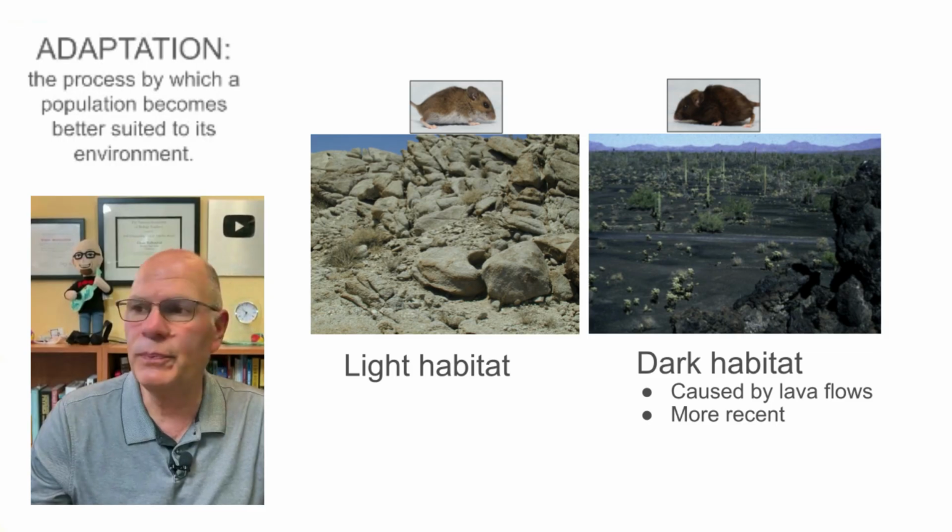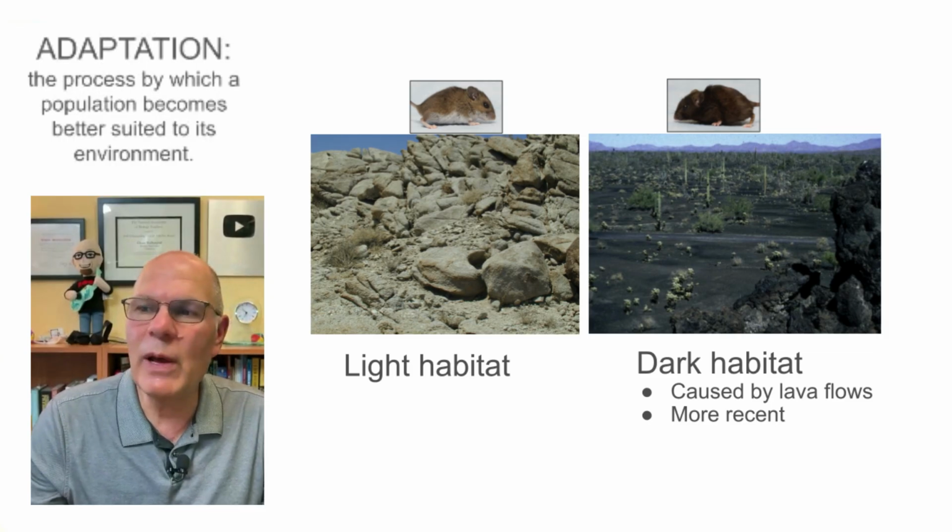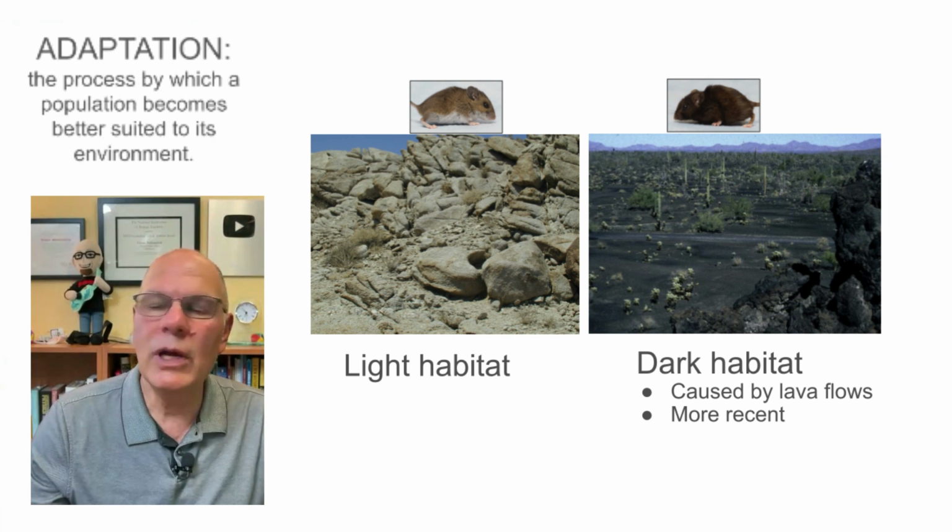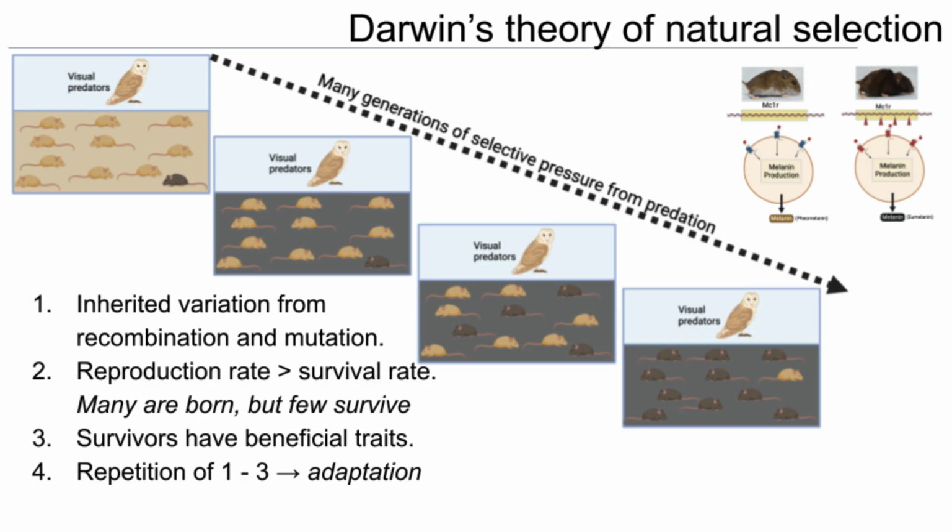What's an adaptation? An adaptation is the process by which a population becomes better suited to its environment. What we're really focused on is how a population changes over time by evolving new adaptations and how those become fixed and widespread throughout the population.